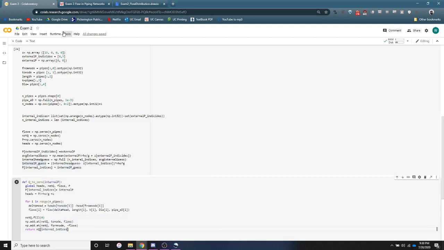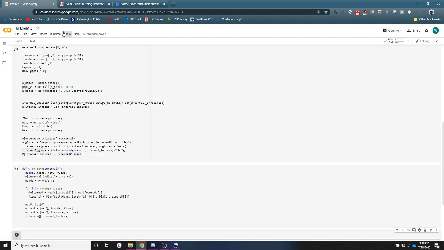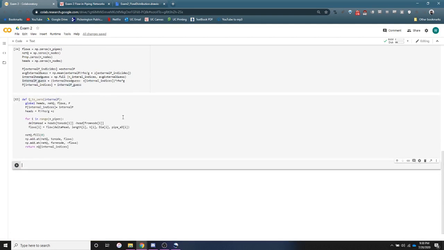Internal indices. There we go. Yeah. Cool. Now, the last thing we need to do here is actually use a root solver to find everything, because before we're just turning in some internal p's, but we don't actually know what the root solving finder is.